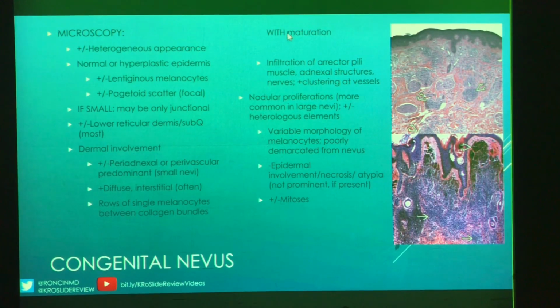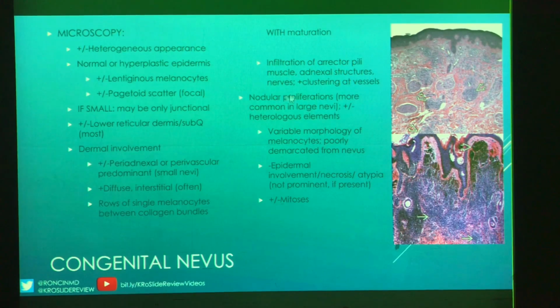And when they say with maturation, what that means is as we progress downwards into the lesion, they do become a little smaller. For the most part, when we see cells and we say that they're maturing, that means that the cells themselves are getting smaller, not larger. Other things you can see is if it involves the muscle, the adnexal structures, it can involve nerves, and they can also cluster around vessels too. So that's something you want to keep in mind.